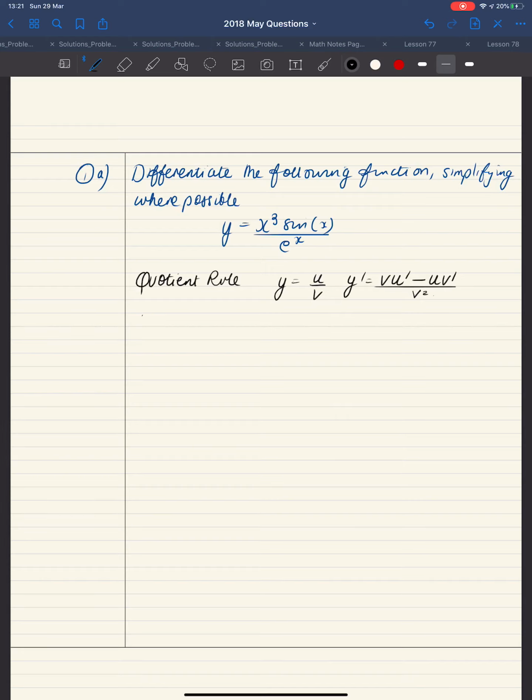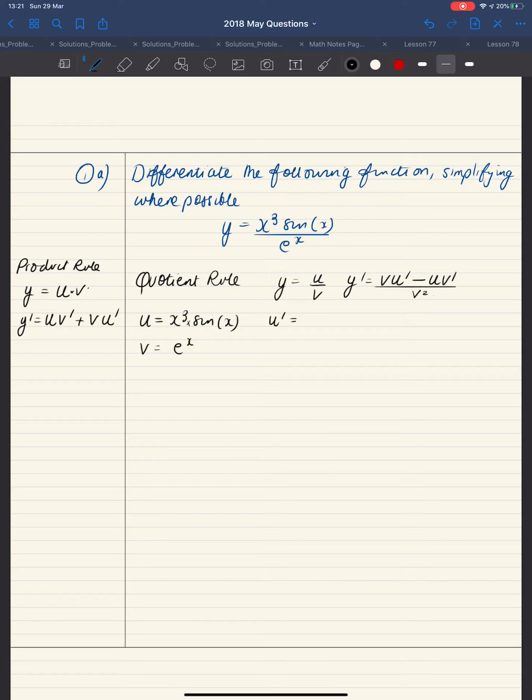So our y is x cubed sine x divided by e to the x. That means our u is x cubed sine x and our v is e to the x. Now u is actually a product, so we need the product rule as well. For the product rule, I'll write it over here. If y is u times v, y dashed is first times the derivative of the second plus second times the derivative of the first.